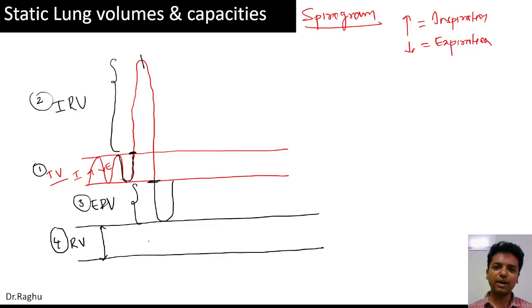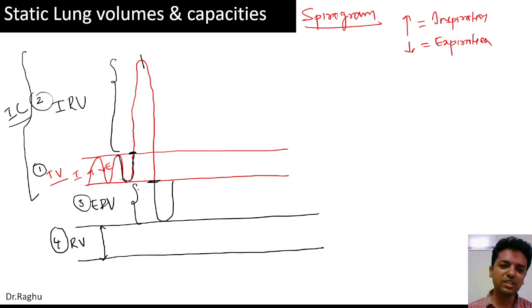Now coming to the capacities. Whenever I say the word capacity, capacity is always a sum of two or more volumes. So one such sum is when I mix inspiratory reserve volume with the tidal volume, I get a capacity which is called as inspiratory capacity. Okay, this is how we calculate inspiratory capacity.